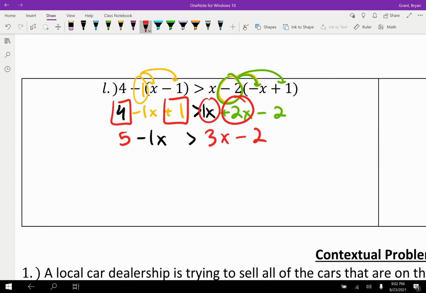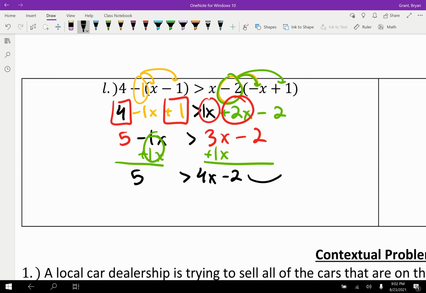From here, we want to add and subtract until all of our x's are on the same side. So I think we could probably go through and add 1x to each side. That'll keep our x's positive, which I prefer. You don't have to, and move them all to one side. 5 is greater than 4x minus 2.